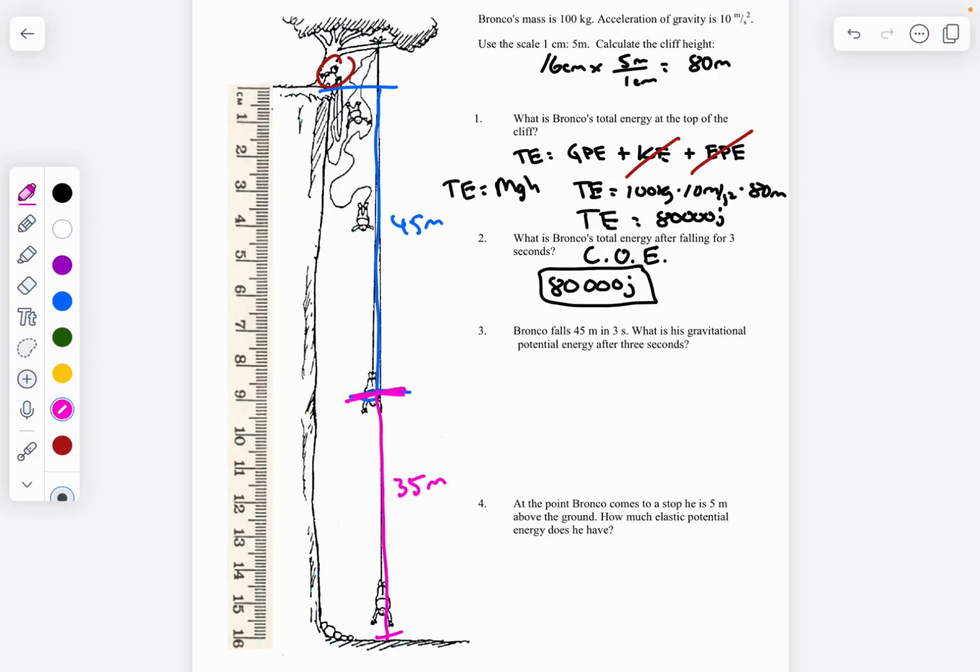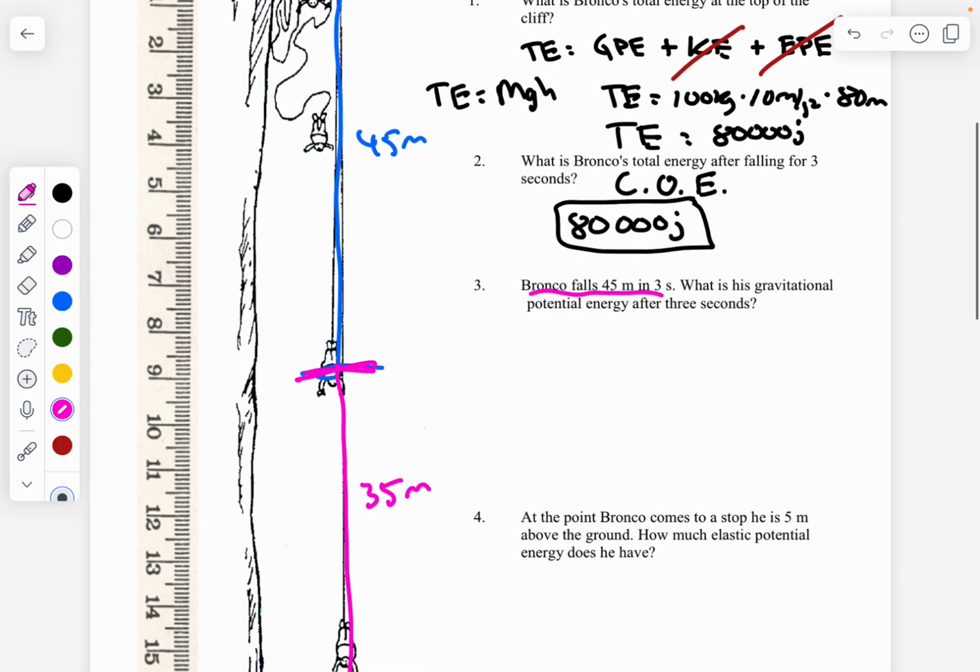Okay, the height is not 45. The height is 35 because he has fallen 45. Okay, so it's all in the wording here. We have to read really, really carefully. So we can go ahead and do this.